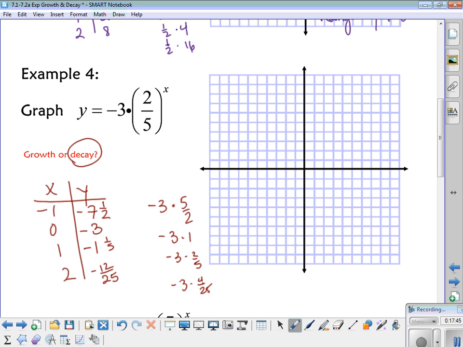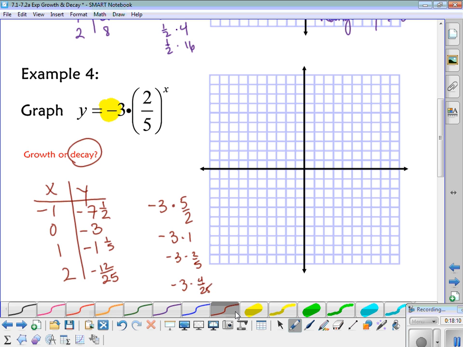Now, because it has a negative out in front, what's going to happen to this one? It's going to be flipped over, right? It's going to be reflected across the x-axis. So it's going to actually kind of look like it's growing, but it isn't really. It's still technically a decay. It's just a reflection of a decay function.